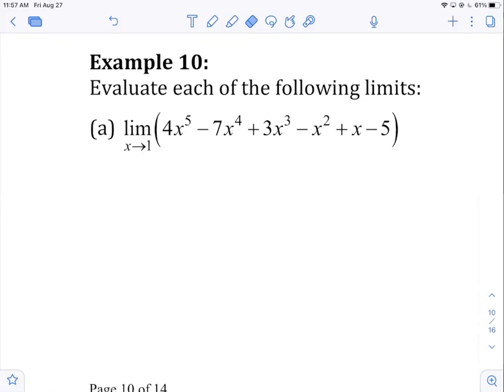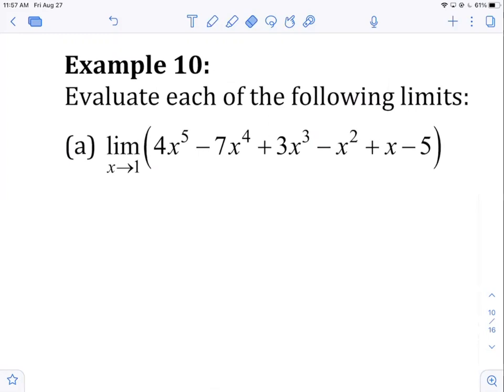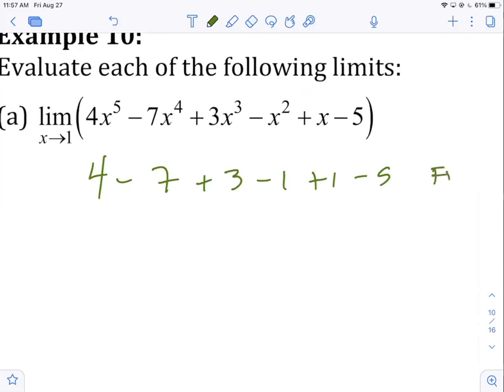Very good. So if you had to find the limit as x goes to 1, let's just use direct substitution. Once you plug in, you don't write the limit anymore. So it's just 4 minus 7 plus 3 minus 1 plus 1 minus 5. If this were a free response question, we're done. We're walking away. But if it's a multiple choice, you think that's going to be an answer choice?